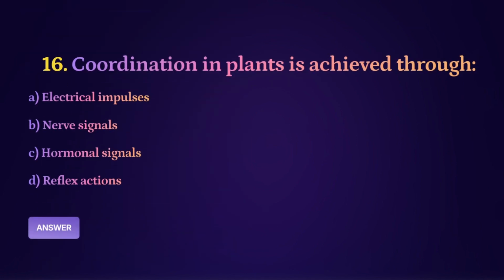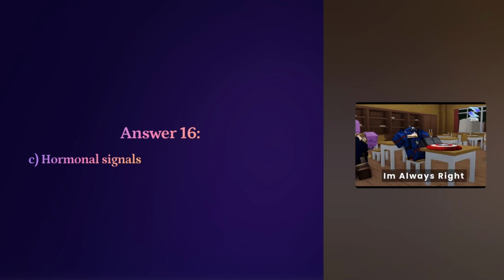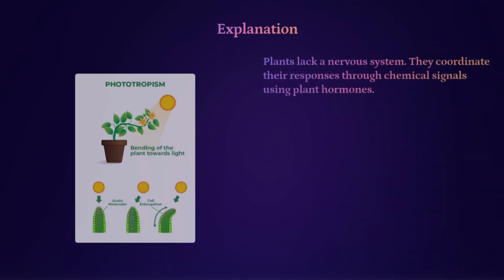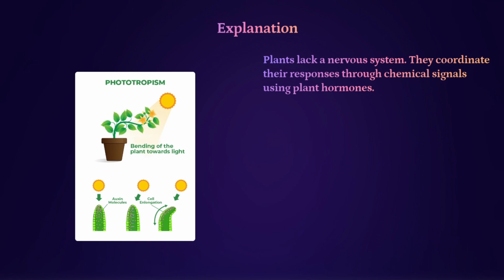Question number 16. Coordination in plants is achieved through, options are A, electrical impulses, B, nerve signals, C, hormonal signals, or option D is reflex actions. So in plants, the entire process of coordination happens through hormonal signals. Plants lack a nervous system. They coordinate their responses through chemical signals using plant hormones.